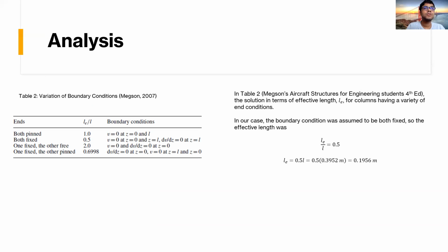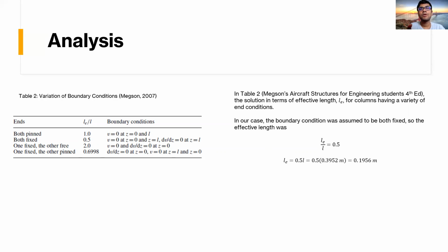Okay, so table 2 shows the variation of boundary conditions. There are different types of boundary conditions, such as both pinned, both fixed, one fixed and the other free, one fixed and the other pinned, etc. So in table 2, from the Megson book, the solution is in terms of effective length LE for columns having a variety of end conditions.